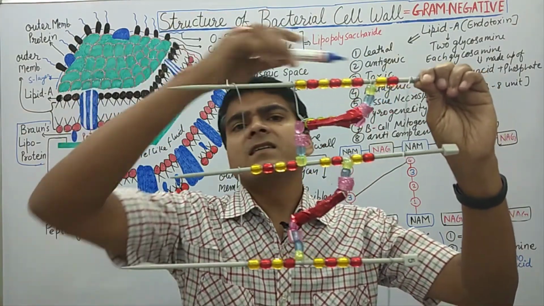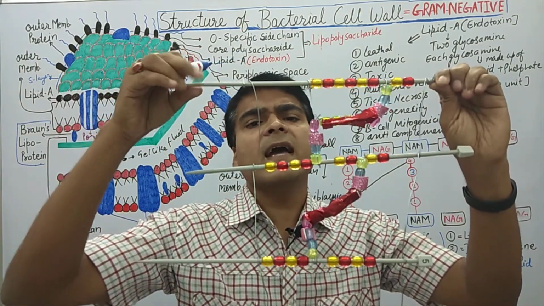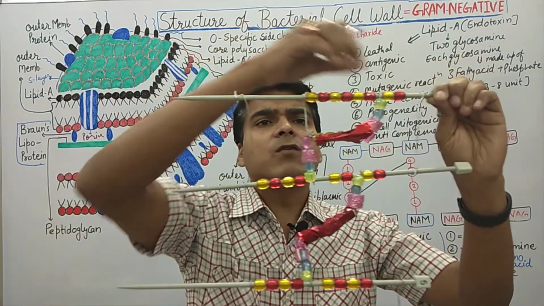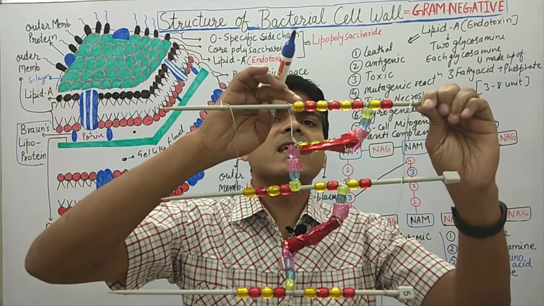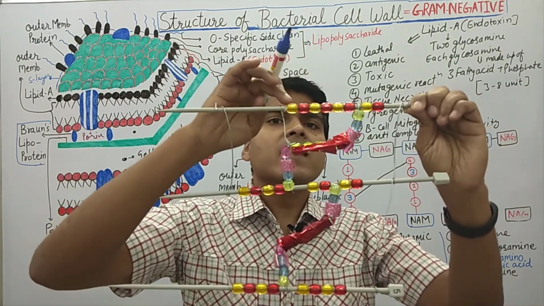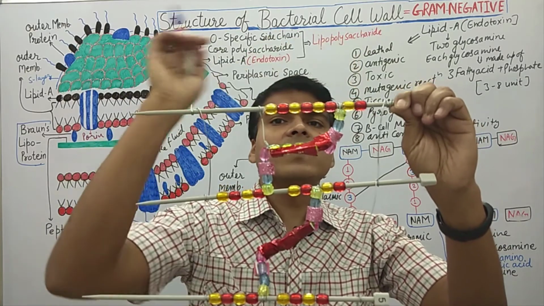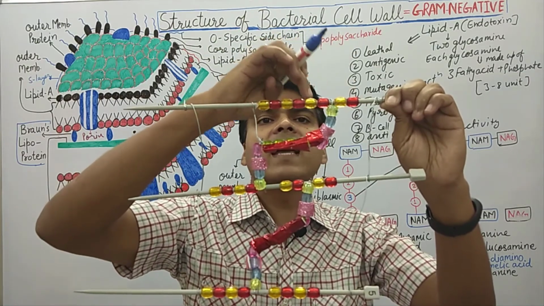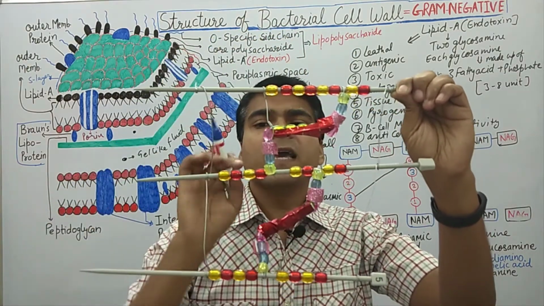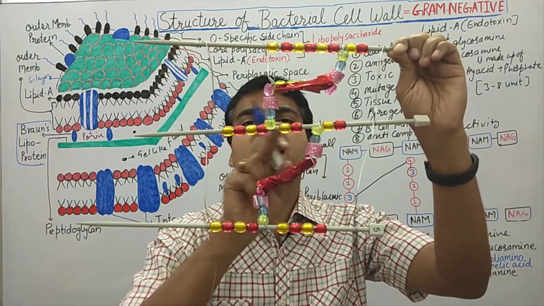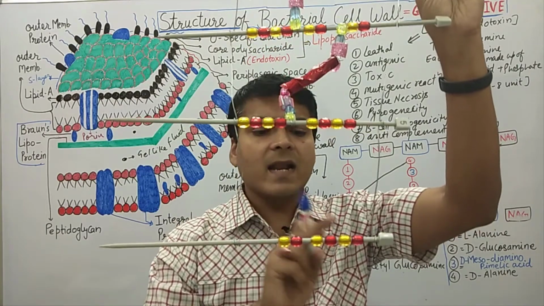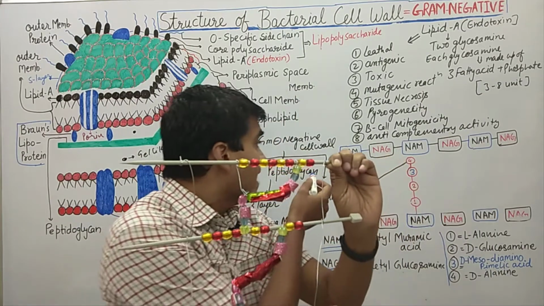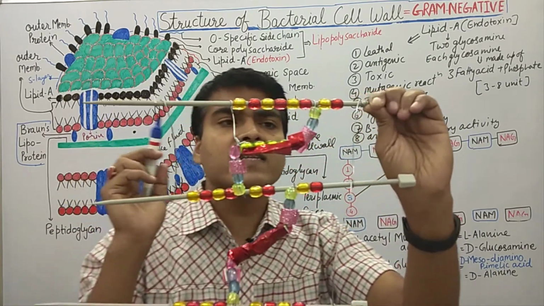Similarly, this first row is basically made up of NAM and NAG. So these are various lines of NAM and NAG. Just look at the structure. The yellow color ball is basically our NAG. I am starting here. The red color ball is NAM, then NAG, NAM and NAG, NAM and NAG, alternatively arranged. Here I show you that NAM contains a tetrapeptide, which we earlier discussed in gram-positive bacteria.